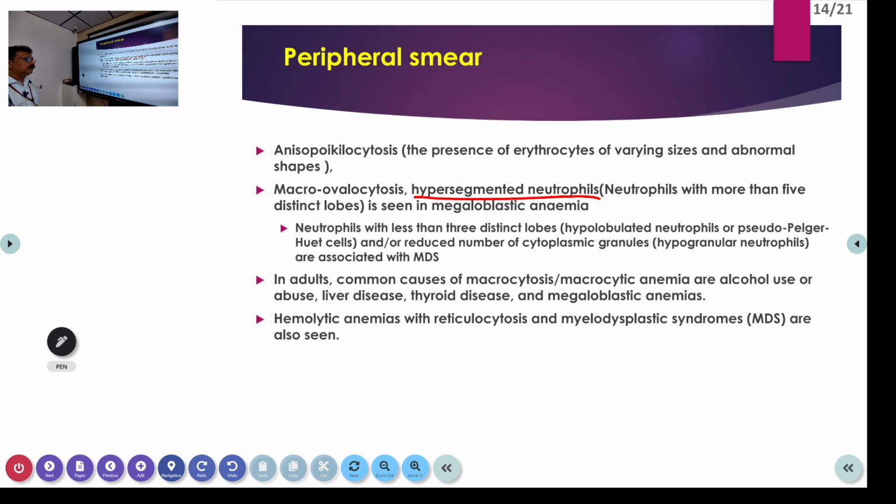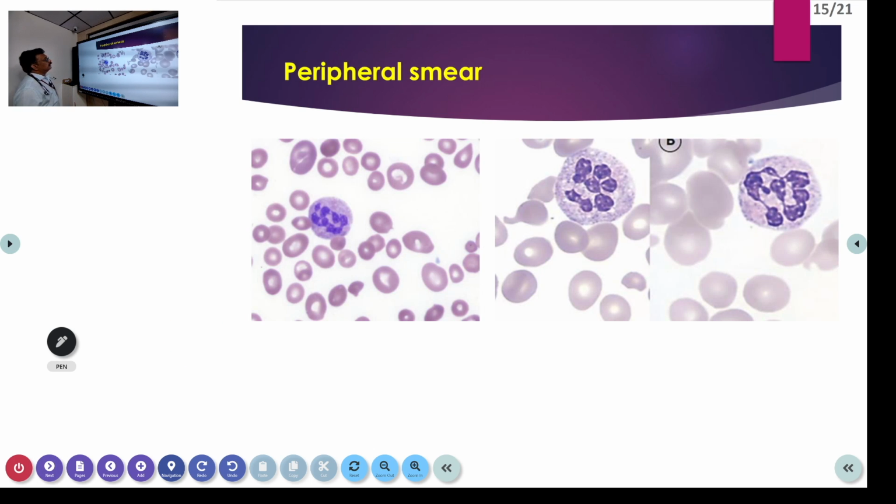In adults, common causes for macrocytosis, macrocytic anemia are alcohol use or abuse, liver disease, thyroid disease, and megaloblastic anemia like B12 folic acid deficiency. Hemolytic anemia is also seen in many patients because these cells are larger. They will be destroyed in the peripheral circulation or spleen. So you can see here peripheral cells, hypersegmented neutrophils, larger RBCs.